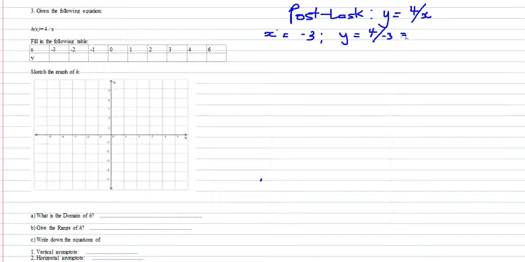And if I simplify this as a fraction, this will equal -1 and 1/3. So my value for y is -1 and 1/3. Likewise, I will substitute x equal to -2 and obtain y equal to 4 over -2, which we know is equal to -2. So my value under -2 is -2.